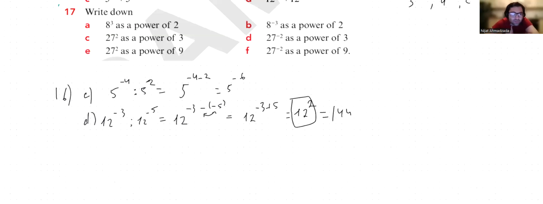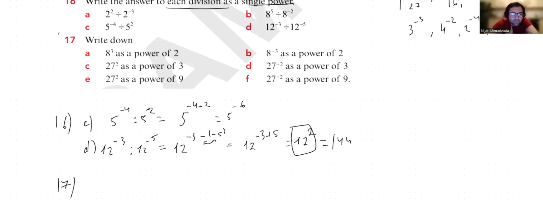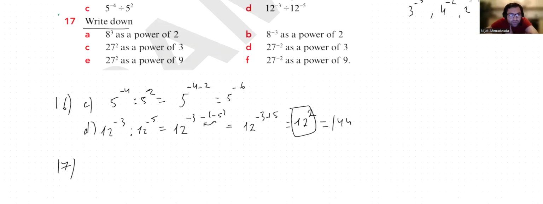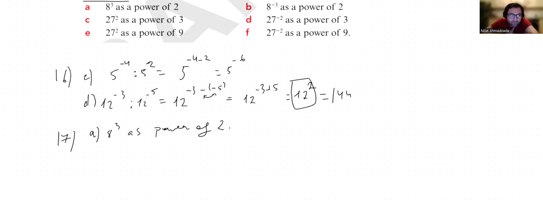At last, we have to write some numbers as a power of something else. So first, we have to write 8 to the power of 3 as a power of 2. Here, guys, you have to see the relationship between 8 and 2, okay? Basically, 8 itself is equal to 2 to the power of 3, right? So for 8 to the power of 3, instead of 8, I'm just going to write 2 to the power of 3. So this is just 8, right? And I have 8 to the power of 3.